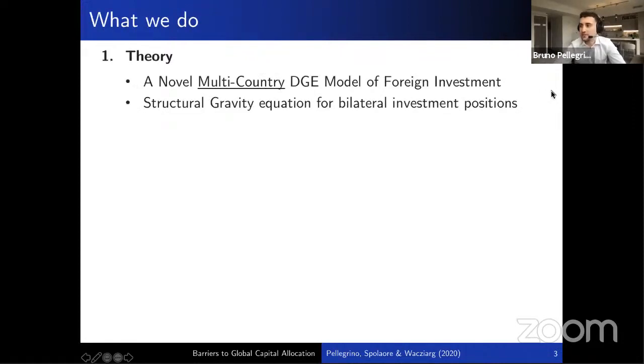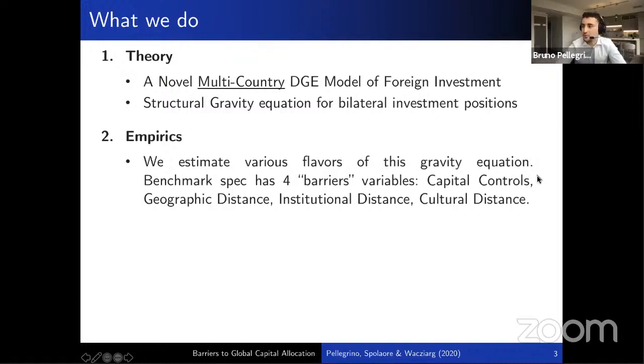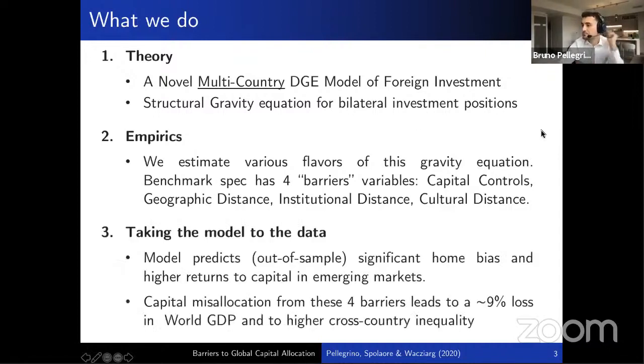We first do some theory. We propose a new multi-country dynamic general equilibrium model of foreign investment, and this model produces a structural gravity equation for bilateral investment positions. Next, we do some empirics. We estimate various flavors of this gravity equation. Our benchmark specification has four explanatory variables that capture barriers: capital controls, geographic distance, institutional distance, and cultural distance. I'm going to define them in a bit.